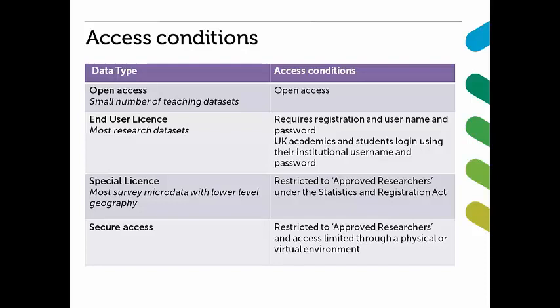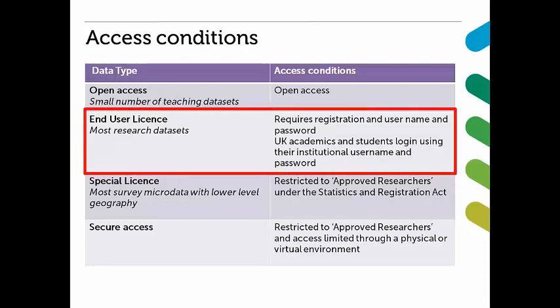So we have a small amount of open survey data that can be used for teaching, but most of our data for research is the second category, and this is under what's called the end user license. To get this kind of data, you just register with the UK Data Service, and anybody can register, and then you're free to download these kinds of data from the website. This kind of data is very unlikely to lead to disclosure, but when you agree to the end user license, you're agreeing to a range of things, including that you're not going to try to identify anybody in the data or share the data with anyone else.